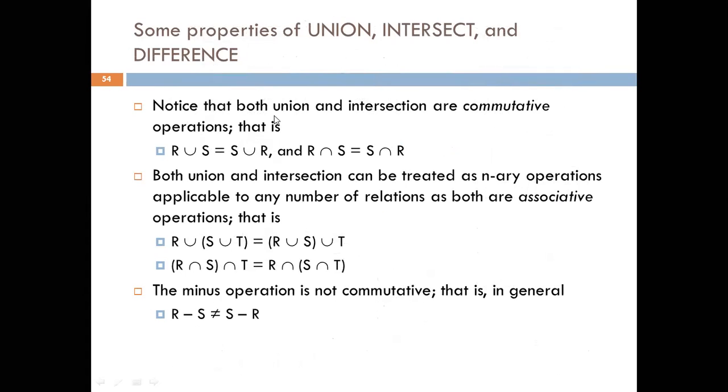So yeah, the commutative operations can be represented like this. R union S is equal to S union R, R intersection S is equal to S intersection R. Both union and intersection can be treated as n-ary operations. They can also be associative, so they are closed under associative operation also. Whereas the minus operation is not commutative, which means R minus S will not be equal to S minus R.